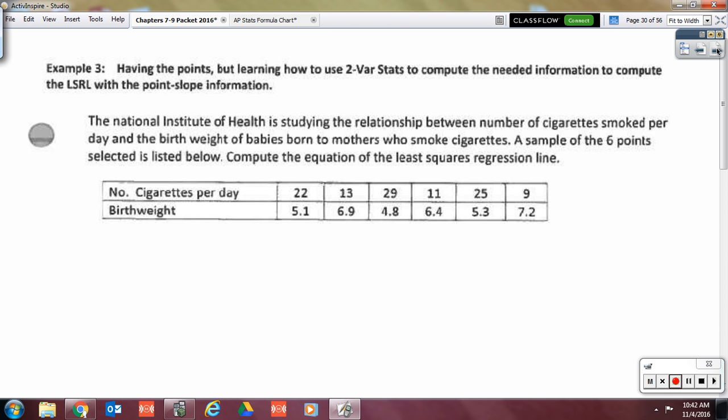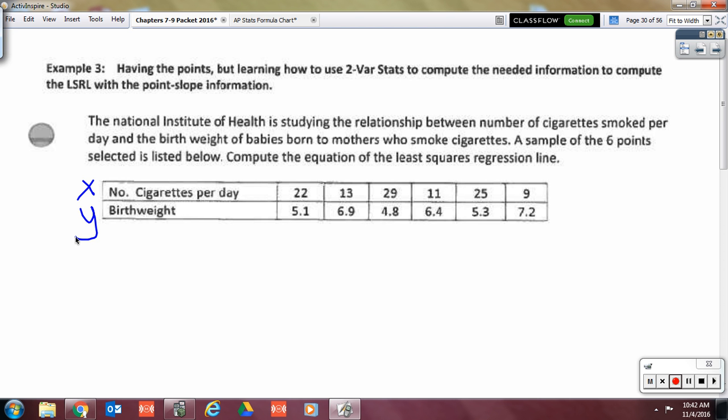All right. This next example goes about getting things in a backwards direction. You actually have all of the data points, so you wouldn't have to use all of that fancy stuff that we just did to get the equation of the line. You could go ahead and put this into your calculator and get the equation of the line. And so, of course, we would expect that the explanatory variable is the number of cigarettes per day, with the birth weight being the response to that.